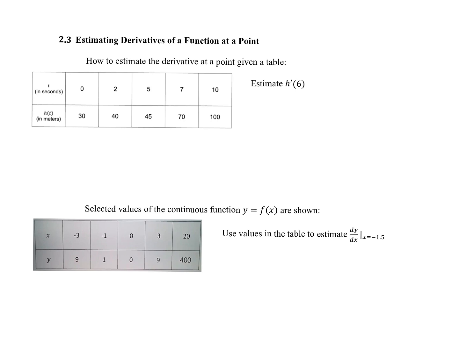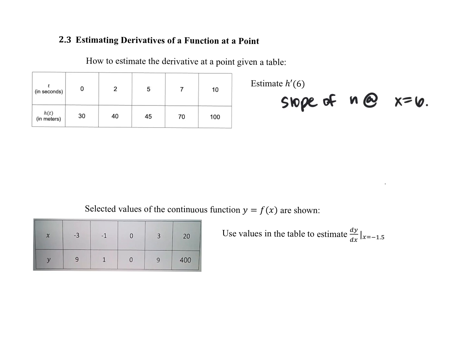We're on page 9. Look at what they're asking. It says how to estimate the derivative at a given point, given a table. So again, this is new to us today. What does H prime of 6 mean? That's how I'd say it. It means the slope of H at exactly 6.